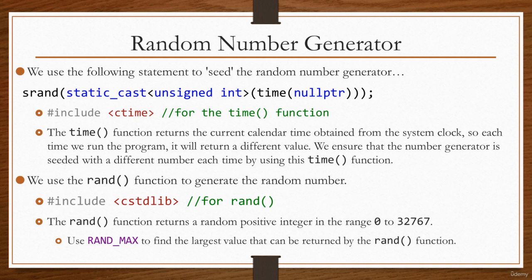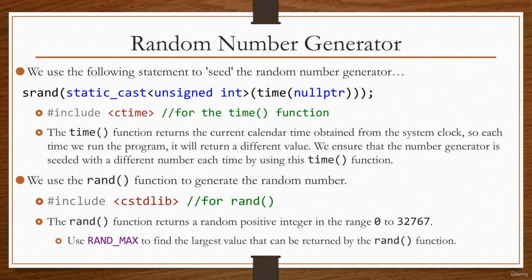So we need to use the #include ctime for that time function, and that time function, where we pass it a null pointer, is going to return the current calendar time obtained from the system clock. So each time we run the program, it will return a different value, and basically this means that we ensure that the number generator is seeded with a different number each time by using this time function. Well, actually each time we seed it with that srand function, this will allow us to generate a different sequence of values with the rand function. So at the bottom here, that is the rand function that we'll use to actually generate the random number.